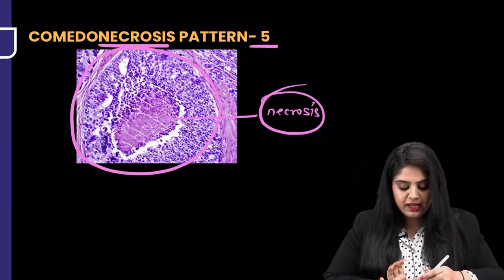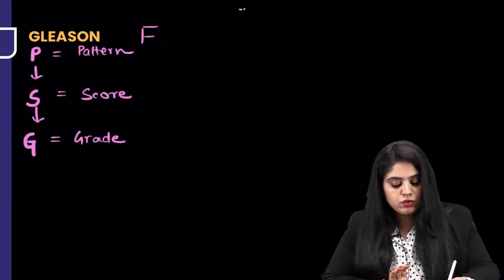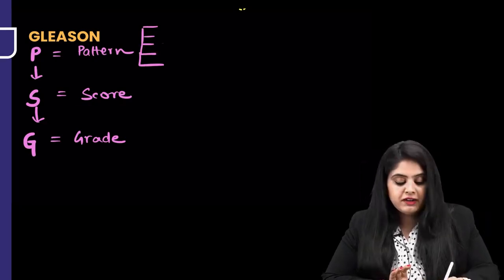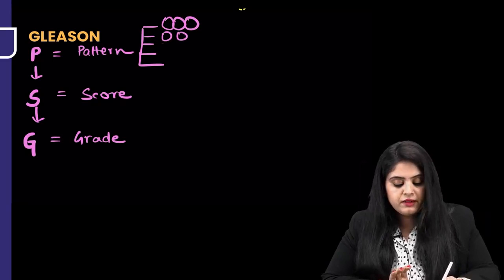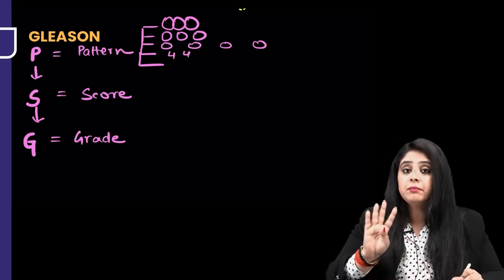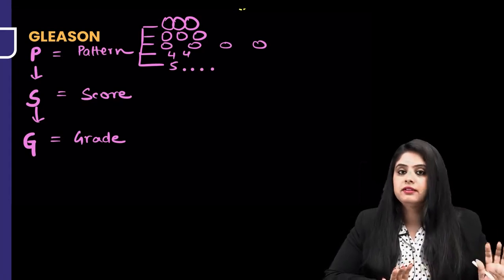So repeating once again, I have calculated how many patterns. So simple. If you had to do 1, 2, 3, 4 and 5. In 1, the glands were back to back. In 2, they were a little away. In 3, they were very much away. In 4 you had cribriform and hypernephroid. In 5 you had single cells, or you had the death, necrosis.